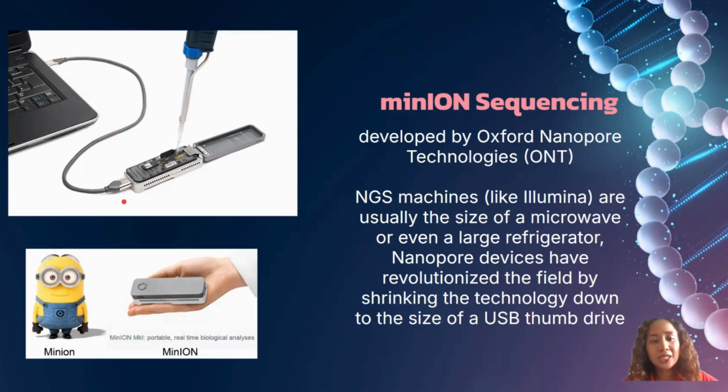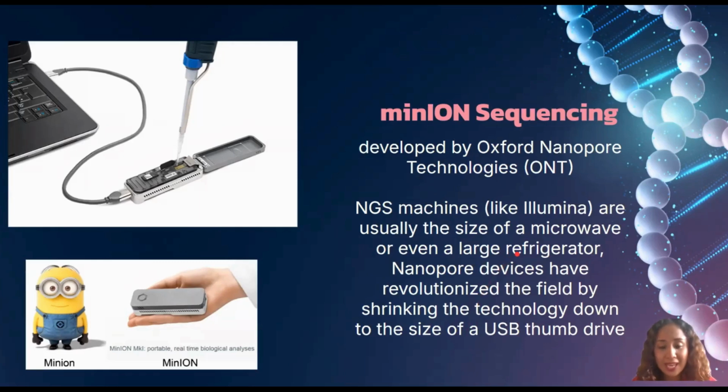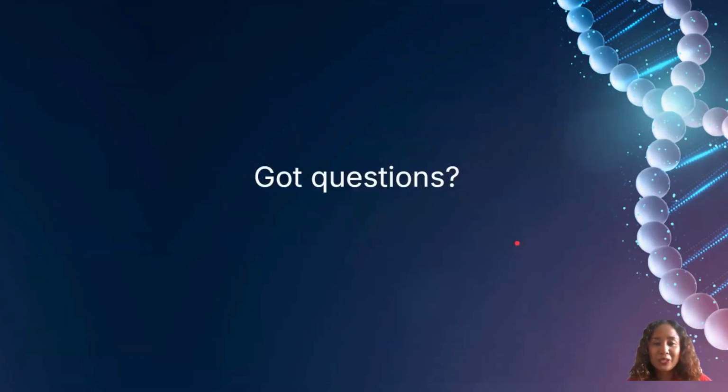Okay. So these are not direct sequencing anymore. What they use is ion currents in your nucleotide. So now you could hold it in the palm of your hand. Okay. So the second gen machines like Illumina are the size of a microwave or refrigerator. However, the nanopore devices have revolutionized the field by shrinking the technology down to the size of a USB thumb drive. Okay. So I'm finished with my discussion. Thank you for listening, guys.